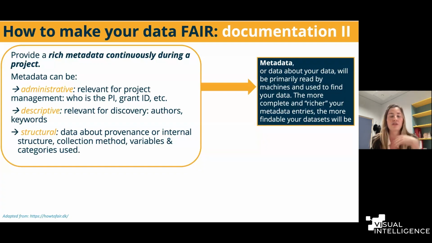The second type would be descriptive, and this is more relevant for the discovery of your data set. So what is the title of the data set? Who are the authors? What are the keywords? The DOI, the abstract perhaps for the data set. And then we have structural metadata, and this is about how the data came about and what the internal structure of the data is. So you would describe the variables used, the units, sample sizes, sampling methods, the finer information on the data.